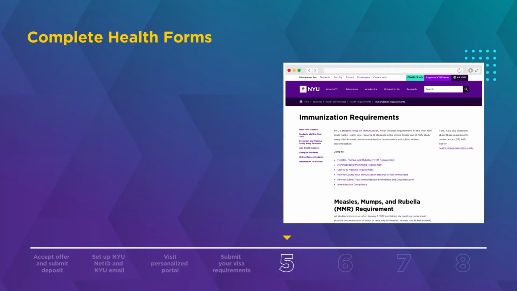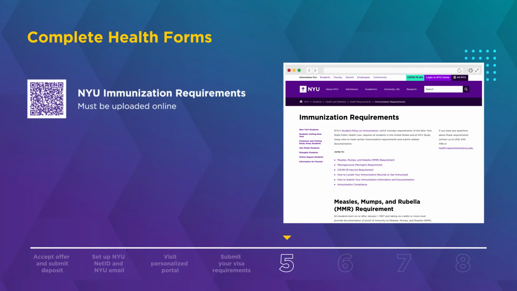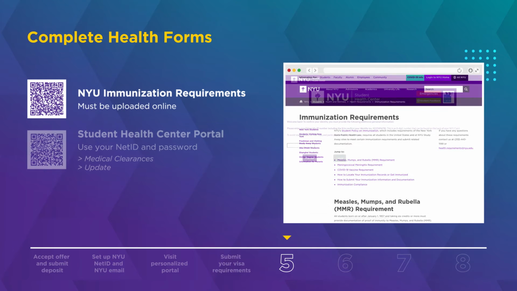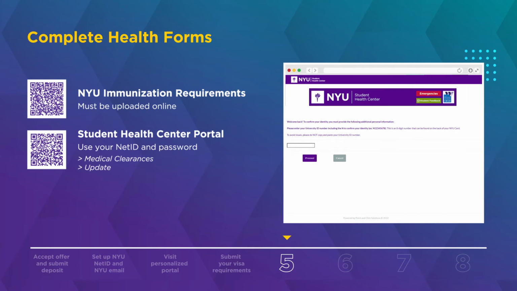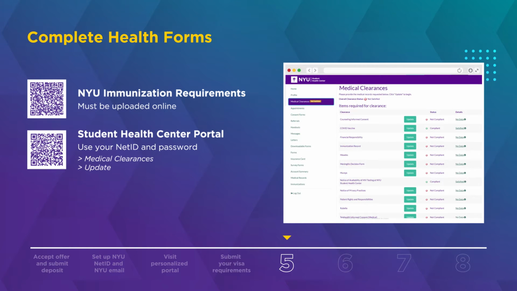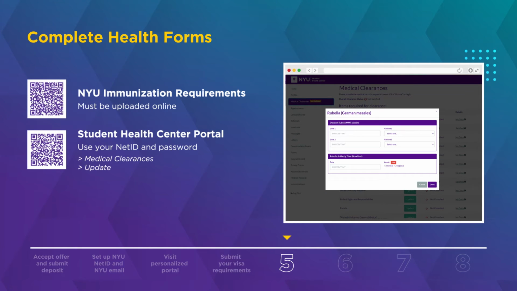Now, on to your health forms. Visit the NYU Immunization Requirements page to learn about compliance and how to locate and submit your immunization information. Your health documentation must be uploaded online. The Student Health Center portal can be accessed with your Net ID and password. Once there, click Medical Clearances on the left and click Update next to each immunization to upload your information.